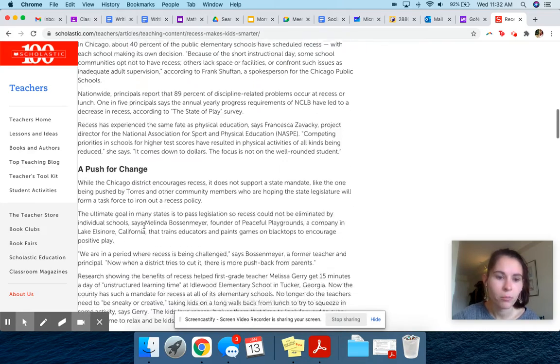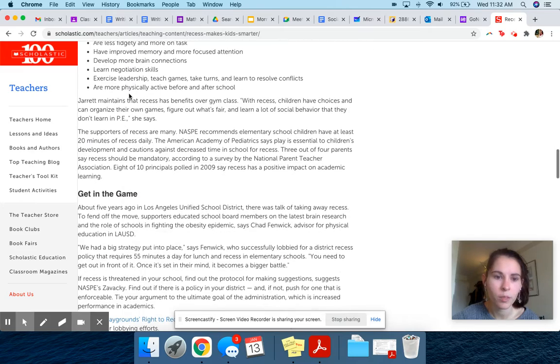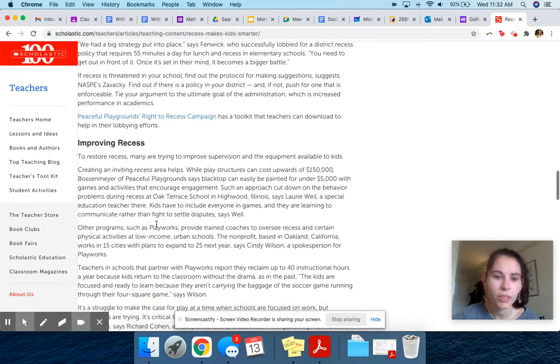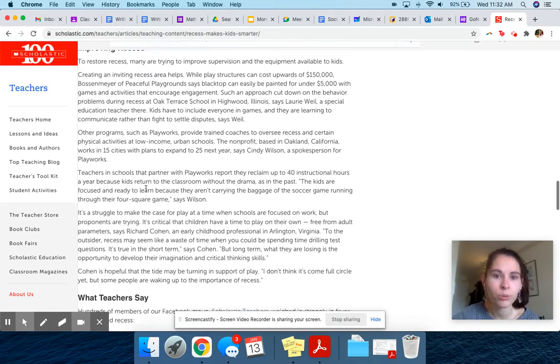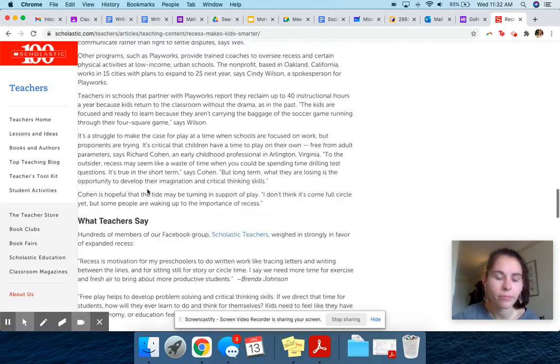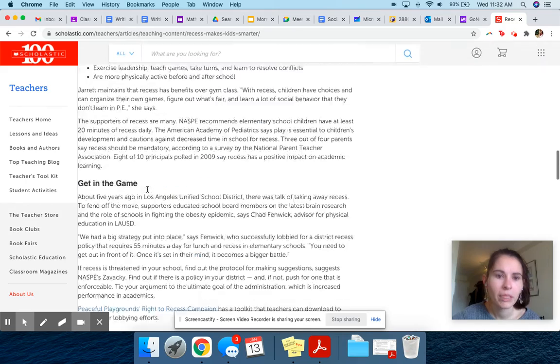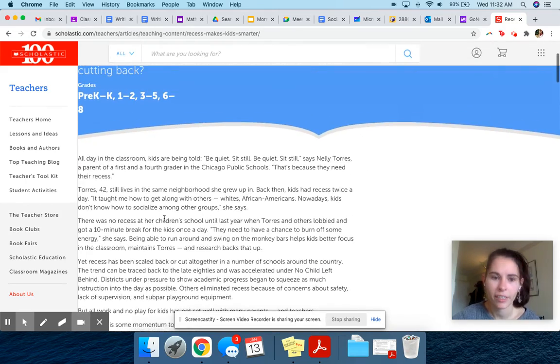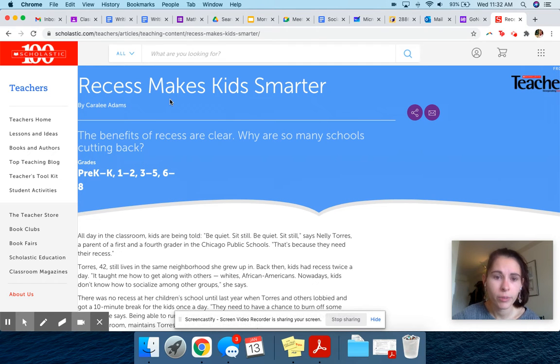Here, they describe all sorts of things that people are doing to get recess each day and the reasons why and how to improve recess. I'm going to pull my evidence from the very beginning, where it says that recess makes kids smarter. The benefits of recess are clear. Why are so many schools cutting back? I think that that's very clear and to the point.